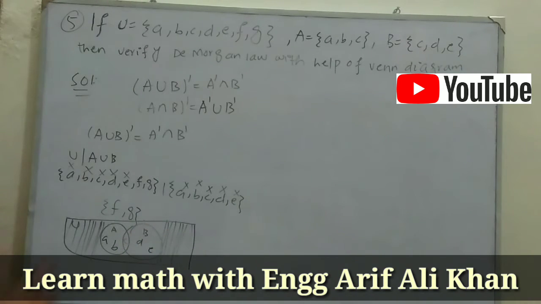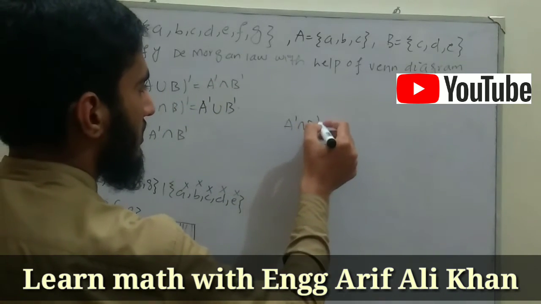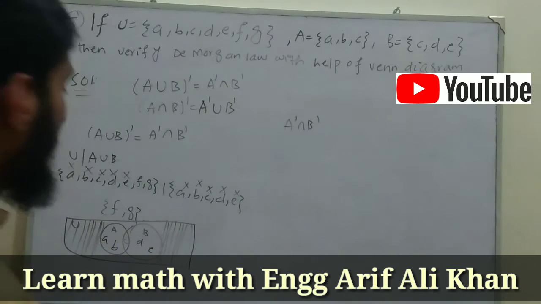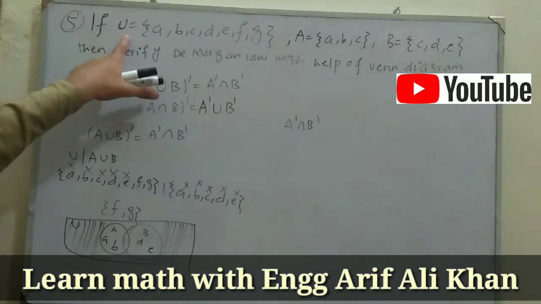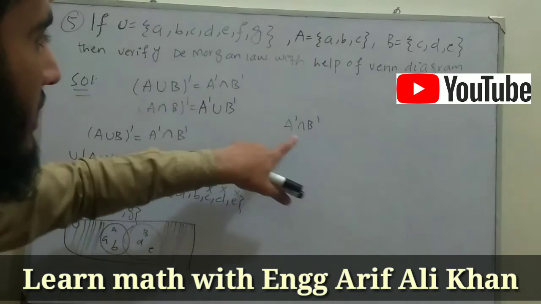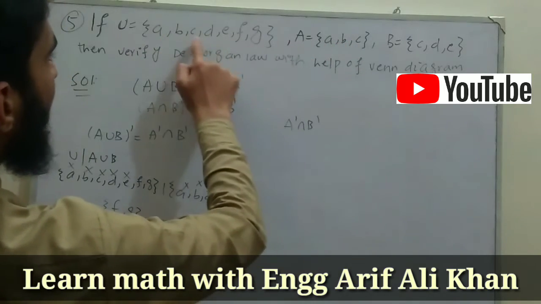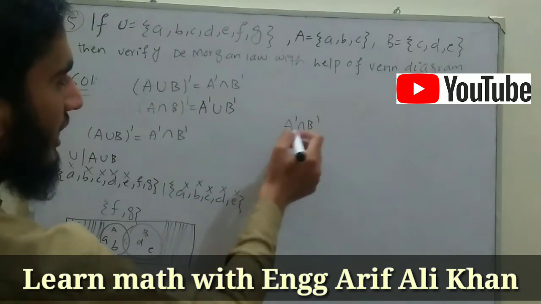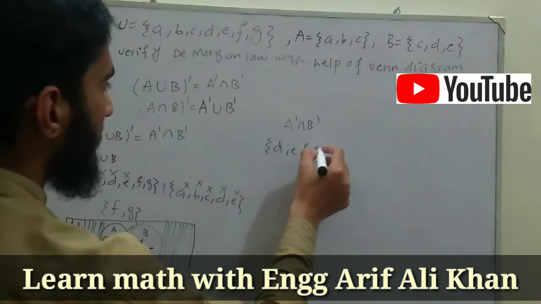Now taking A complement intersection B complement on this side. First we find U minus A, because A complement means U minus A. All the elements that participate in the universal set and do not participate in set A will be A complement. So remove the common elements, which are A, B, C. We are left with D, E, F, G in the universal set. So A complement will be D, E, F and G.